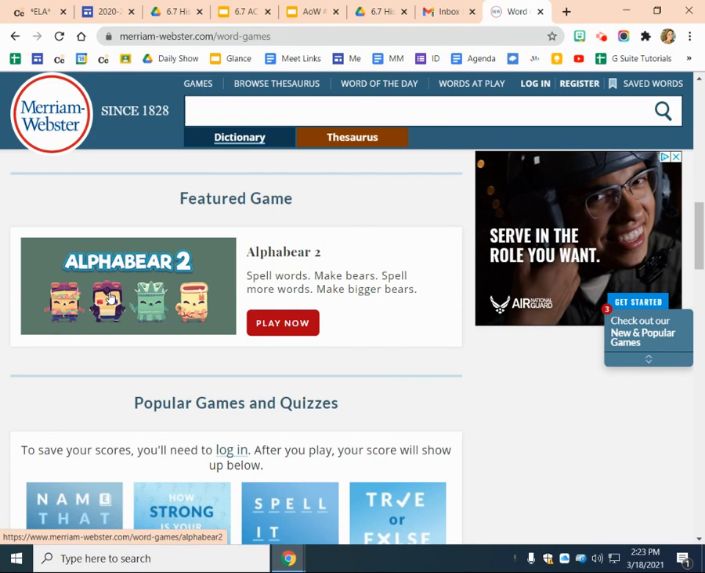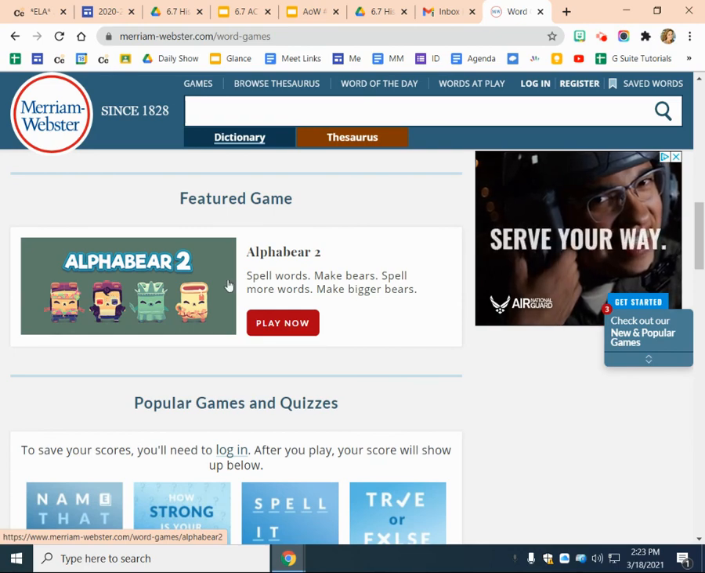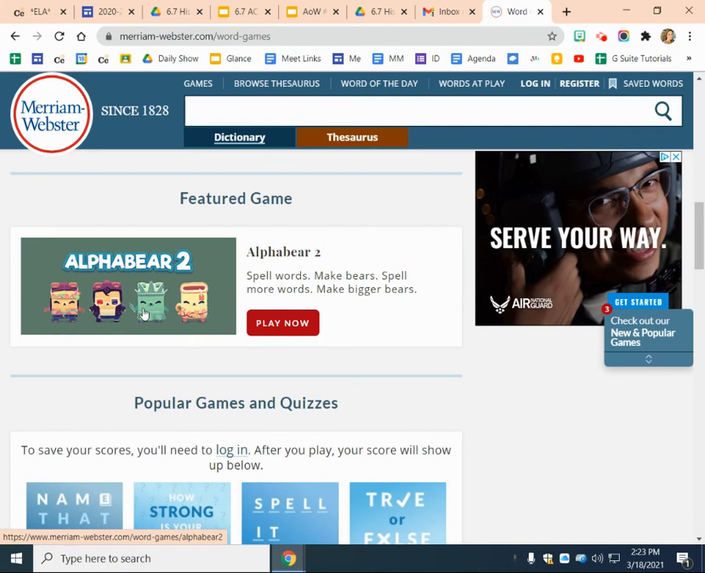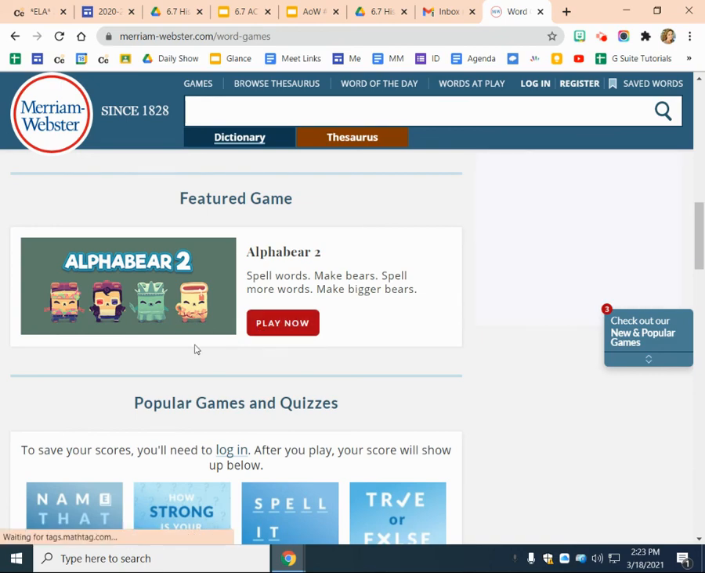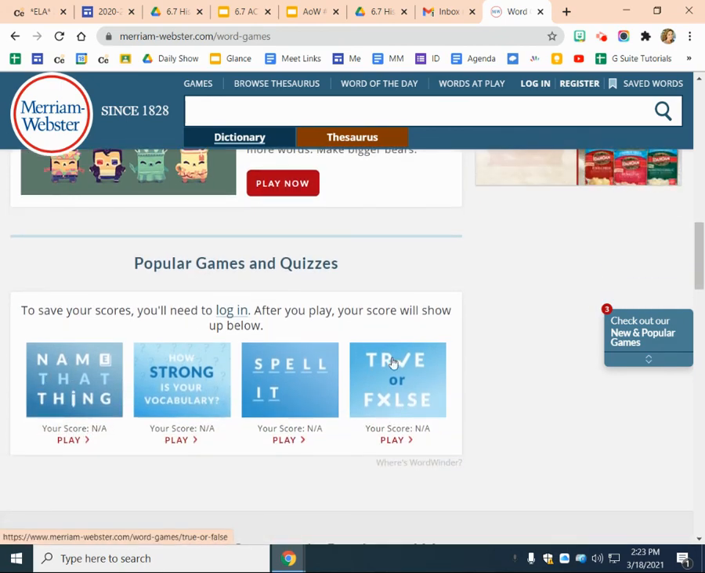I enjoy AlphaBear, and you might want to try AlphaBear. I'm sorry, it's AlphaBear 2. You might want to try it also. It's a fun little spelling game and vocabulary game that you can play. But underneath that, there's also some very popular games. Name that thing, spell it, true or false. How strong is your vocabulary?